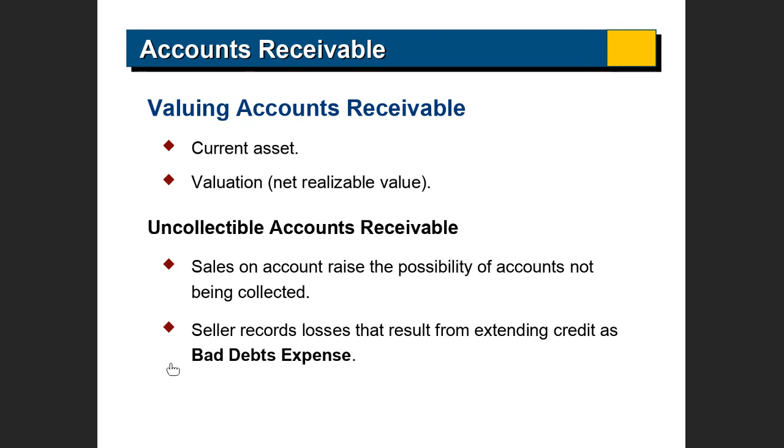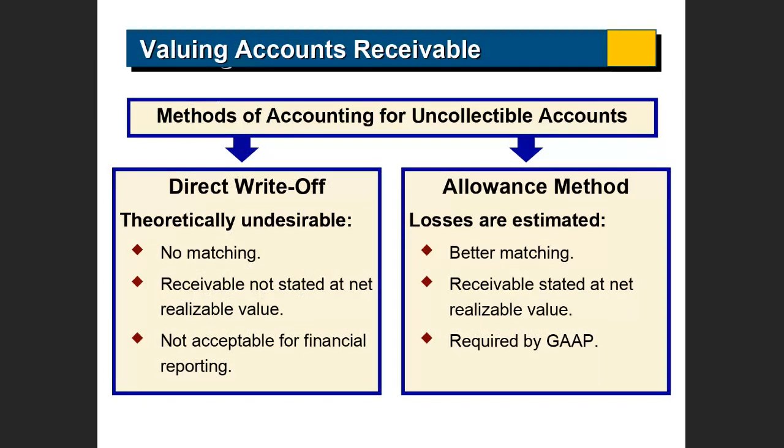So we have the reporting of the accounts receivable that are not collected, that have a possibility of not being collected. And this is reported as a bad debt expense. And there are two different methods, two different treatments of dealing with it. The first one is called direct write-off method, and the second one is called allowance method.